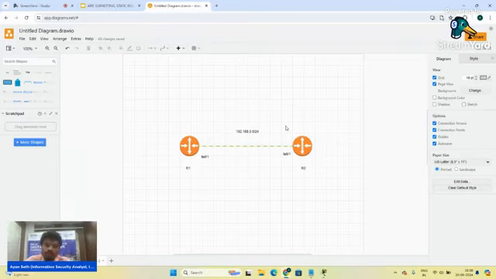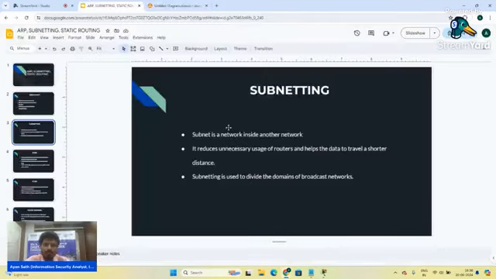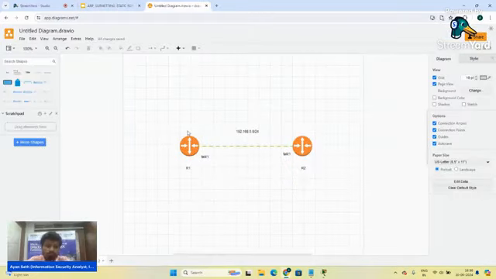So the concept of CIDR, classless interdomain routing, also comes in here. We will discuss it in a bit. What we are doing here is dividing the network into subnetworks. It also reduces the extra burden on routers, reduces unnecessary usage of routers, and helps the data travel a shorter distance. That means we can divide a particular network into multiple subnetworks.